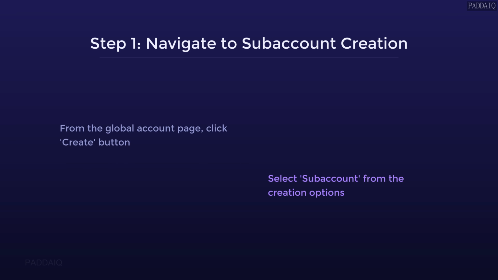Select Sub-account from the Creation options. This means you choose the specific item labeled Sub-account from the list of things you can create. For instance, when you want to manage development projects separately, you create a sub-account for each one. This is your first step to organizing your resources in the BTP cockpit.